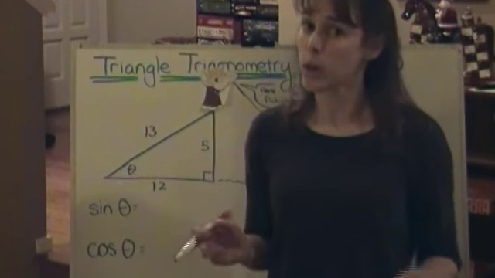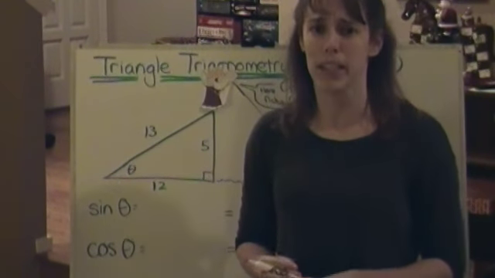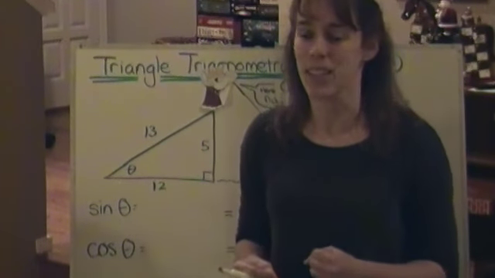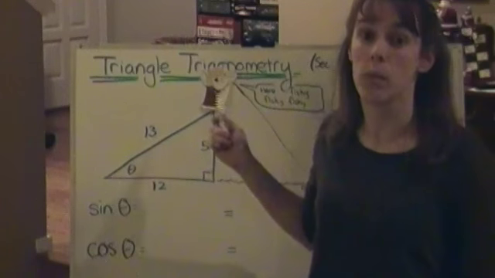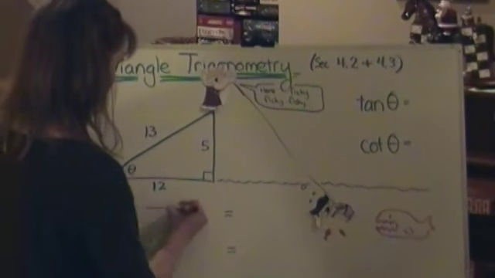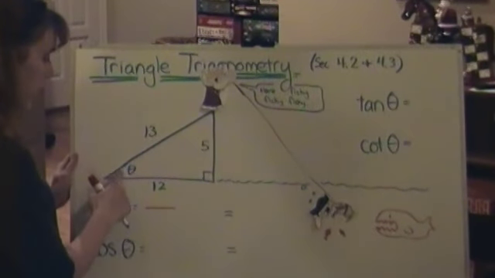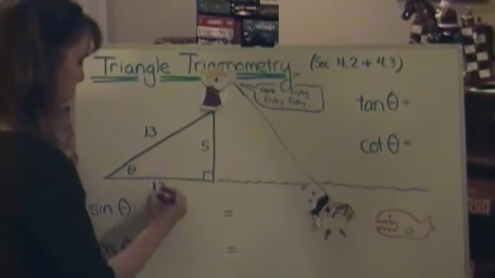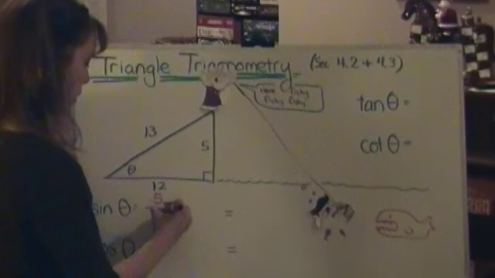Okay, so here's a real-world application of sine, cosine, tangent, cotangent, cosecant, secant. Boy, isn't this awesome. It's real-world because I have someone fishing, so there you go. Just kidding. No real-world applications here. Sine of theta is opposite over hypotenuse, so we're going to go 5 over 13.